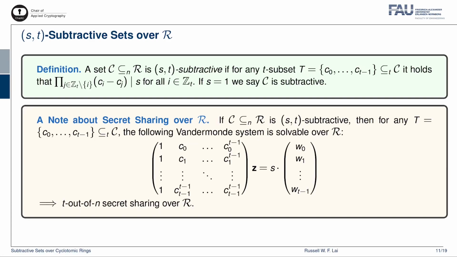Before I move on, let me say a few things about the relationship between subtractive sets and secret sharing. We notice that if C is an ST subtractive set, then for any T subset big T of C, not only is the dual Vandermonde system defined by T solvable over R, but also the Vandermonde system, which is exactly the system of linear equations that one would solve when performing polynomial interpolation. Therefore, it is natural to see that if the set C is ST subtractive, then one can use C as a set of evaluation points when constructing T out of n secret sharing over the ring R.